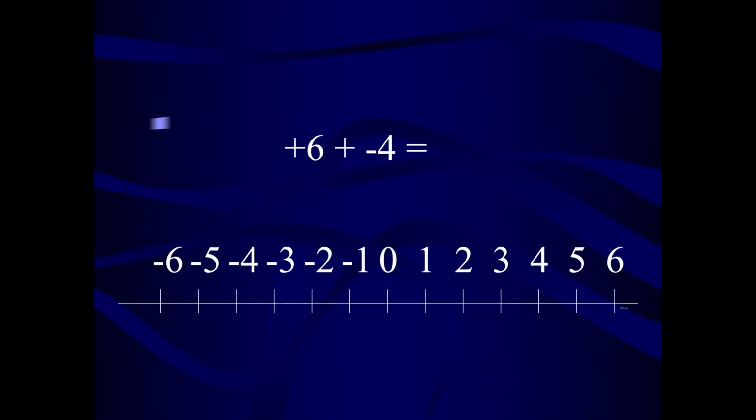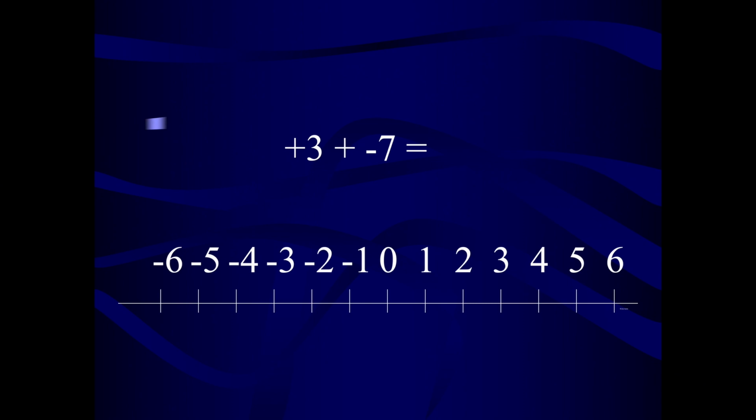Plus 6 plus negative 4 equals. Here we have plus 6, so from the 0, we're going to go to the right to 6. And now we have negative 4. From the 6, we have to go back a negative 4, leaving us positive 2.